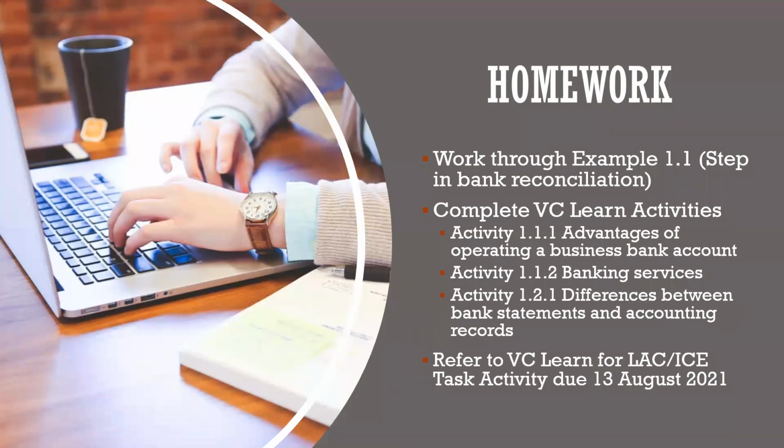Okay, so for homework, I want you to go work through example 1.1, which is the steps in the bank reconciliation. Why I want you to work through it is it's going to make a lot more sense for you guys if you just go through it. So you'll see they explain the steps and they show the little tick marks to show you what I've briefly explained in class today. Then on VC Learn, to make sure that you understand these principles better, there are 3 activities I'd like you to do.